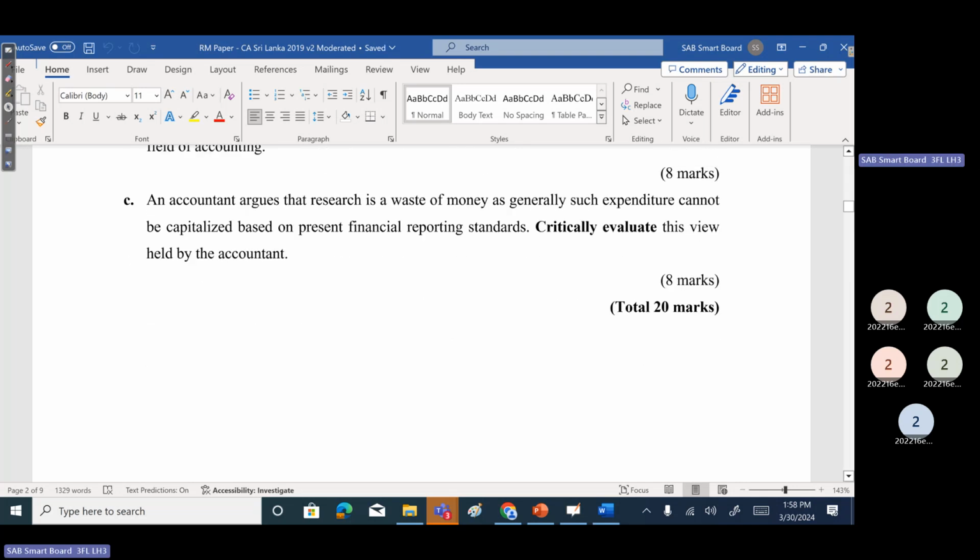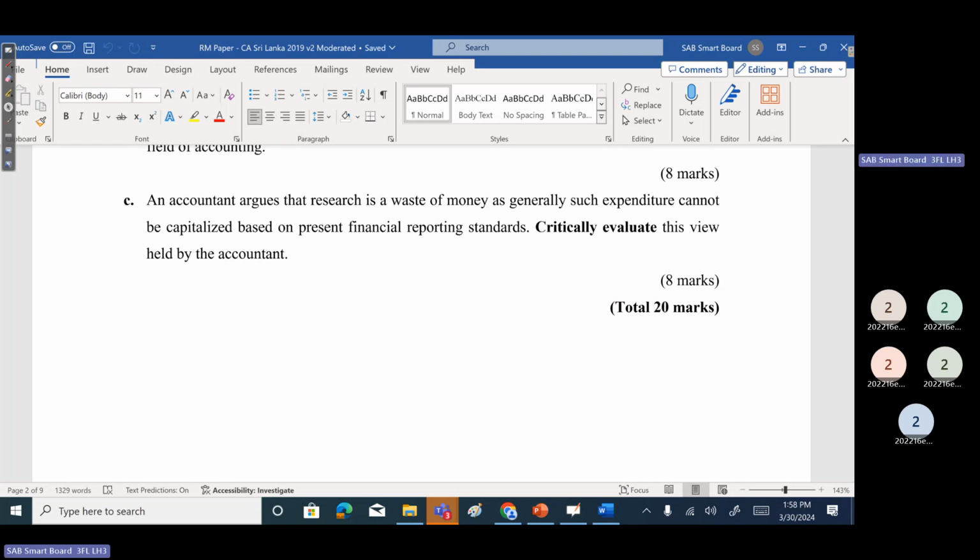Then this is a nice question. An accountant argues that research is a waste of money, as generally such expenditure cannot be capitalized based on present financial reporting standards. Research you cannot capitalize. Right? Development maybe, but under certain circumstances.